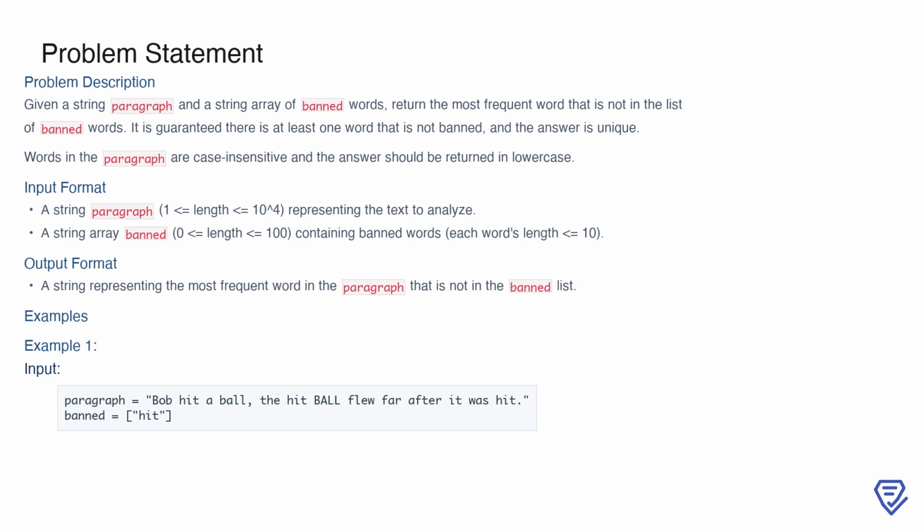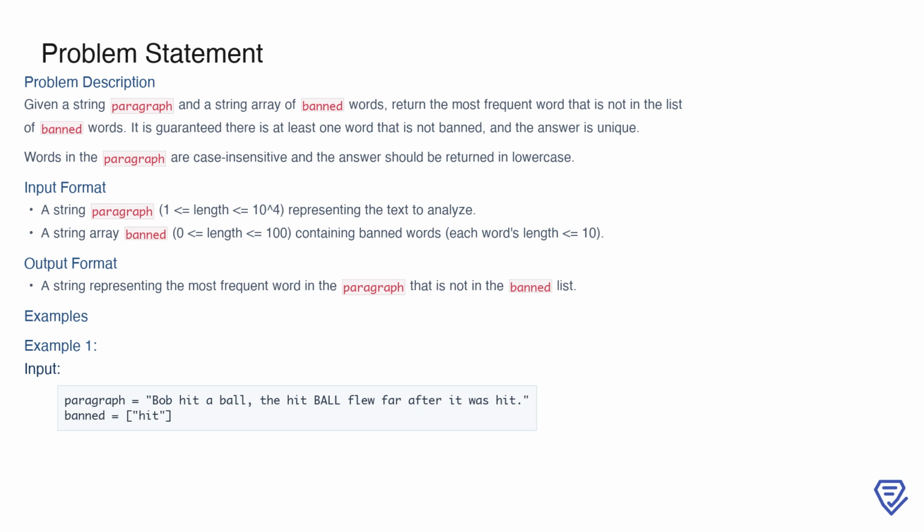In this problem, you're given a string called paragraph, which represents a block of text, and a string array called banned, which contains words that should be excluded from consideration. The task is to determine the most frequent word in the paragraph that is not in the banned list. The solution is guaranteed to be unique, meaning there will always be exactly one valid answer. Words in the paragraph are considered case-insensitive, and the result must be returned in lowercase.